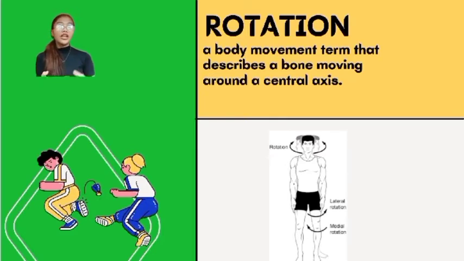And then the upper and lower limbs. For anatomy, the upper limb consists of the arm or the upper arm, the forearm or the lower arm, and the hand. The lower limb consists of the thigh or the upper leg, the lower leg, and the foot.